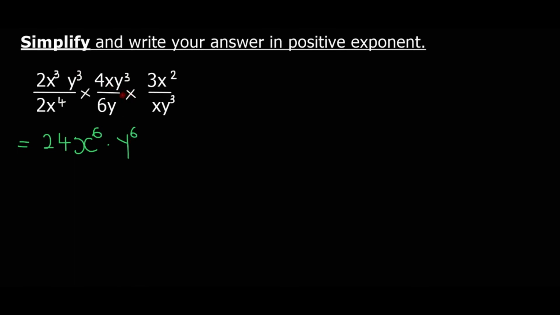And then now, we look at the numbers because there is no variable. This means we focus on the denominator. We do the same thing: we multiply the numbers first. 2 times 6, 2 times 6 is 12.